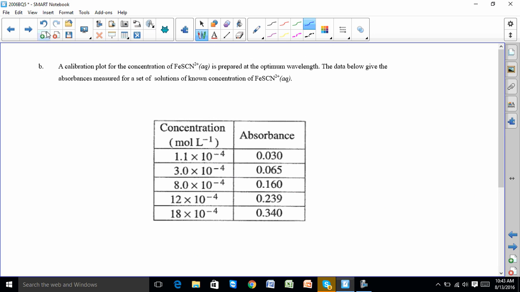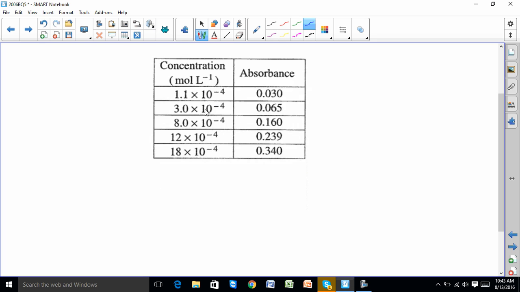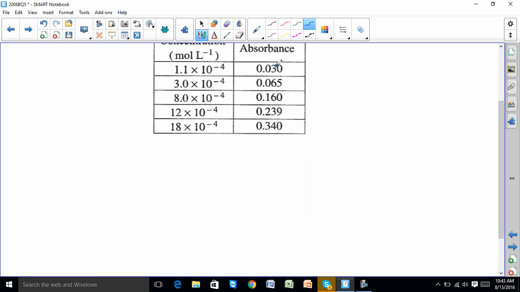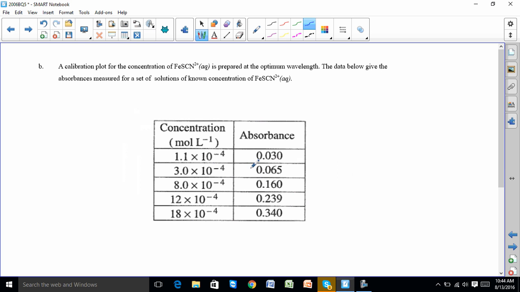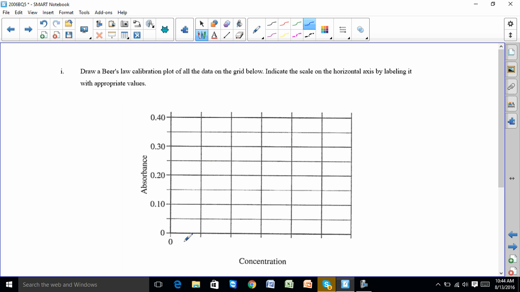No other reason. A calibration plot is prepared at the optimum wavelength, the data below. So here we go. When the concentration is this, it's this. And they actually did this because on the old test you didn't get a calculator, and so they want us to do this plot. If you look, when I was taking this practice test the first time, there's 1, 2, 3, 4, 5, 6 lines. And if you go back, you have to go from 0 to 18.